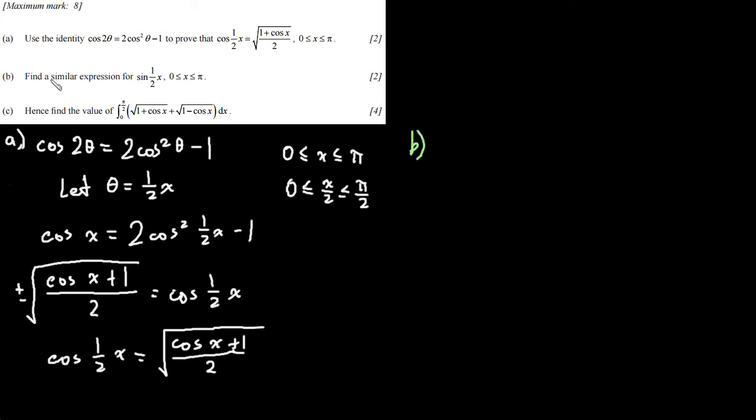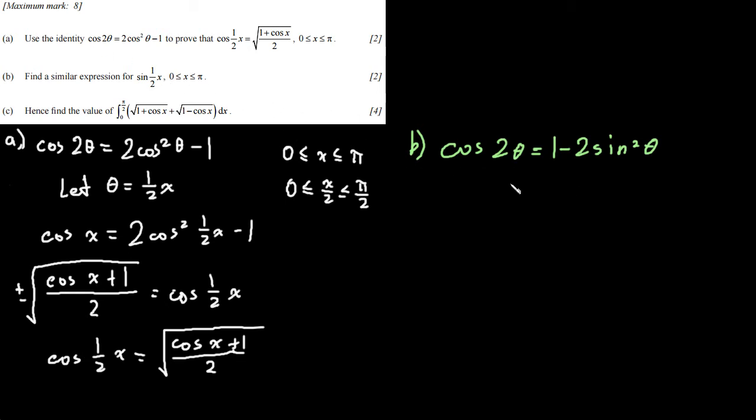Question B. Find a similar expression for sine of half of x, given that x is between 0 and pi. Okay, so in this case, they want us to find a similar expression. And so if we look in the formula booklet, we can actually find another formula for the double angle for cosine. So from the formula booklet, we get that cosine of 2 theta is equal to 1 minus 2 sine squared theta. And so the trick is to find the formula which has sine in it, since we want to find an expression for sine.